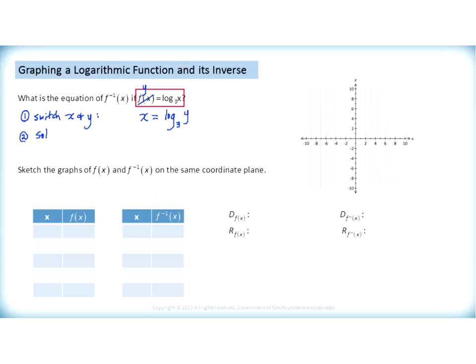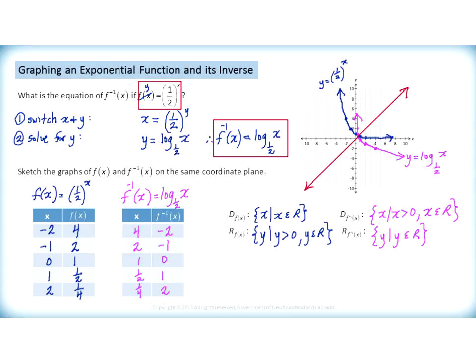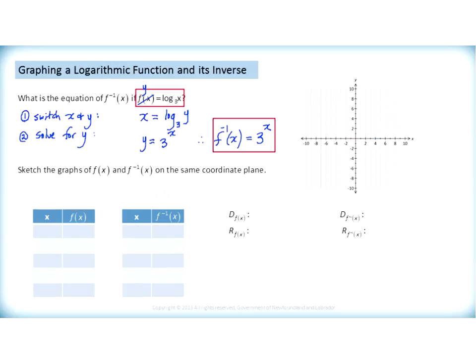The second step is we are asked to solve for y. So in solving for y, we need to convert this logarithmic equation into an exponential form. So we have y equals 3 raised to the power of x. This value for y gives us the equation of our inverse function. So note that the inverse of a logarithmic function is an exponential function and vice versa. In the previous example, the inverse of an exponential function is a logarithmic function.